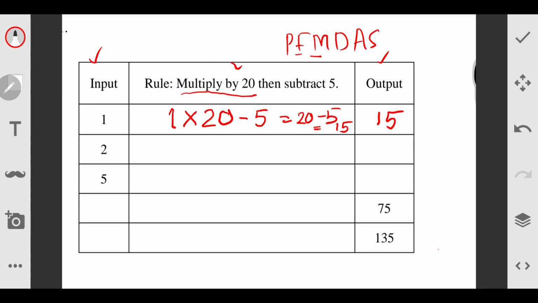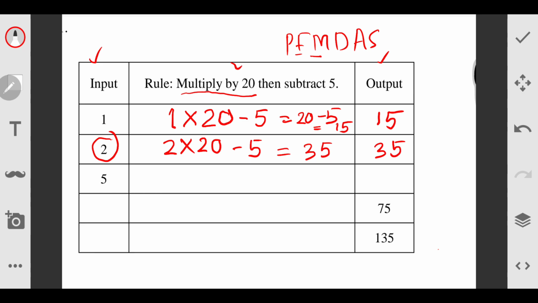So that's how the function rule works. You have an input, you have a rule which will tell you what to do with the input, and then whatever you are going to receive after doing the operations, you will have the output. Now then we have the input 2. Again, we have to apply the same rule, multiply by 20, 2 times 20, subtract 5. So 40 minus 5 should be 35.